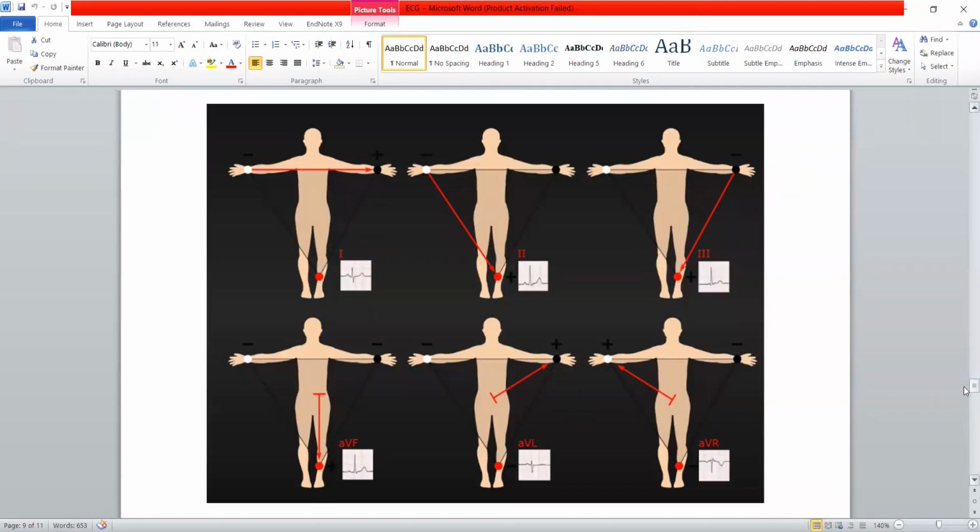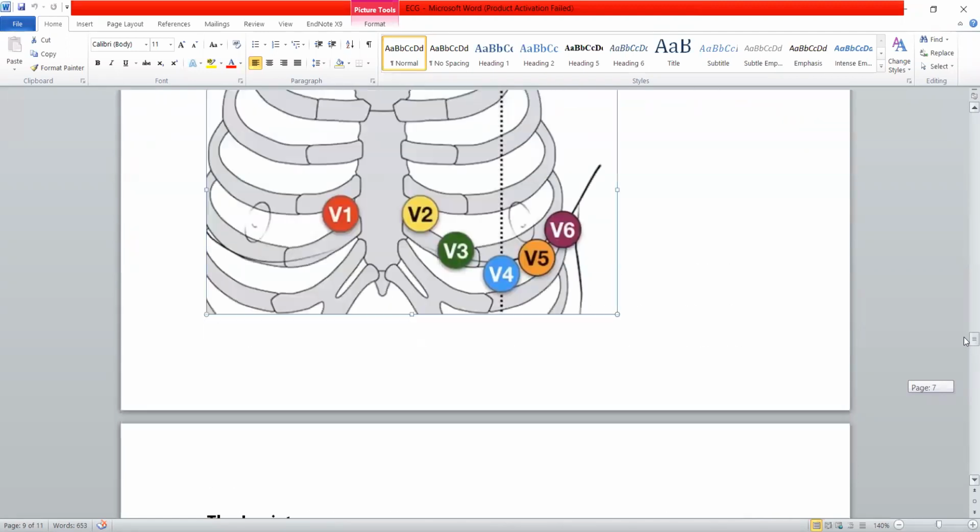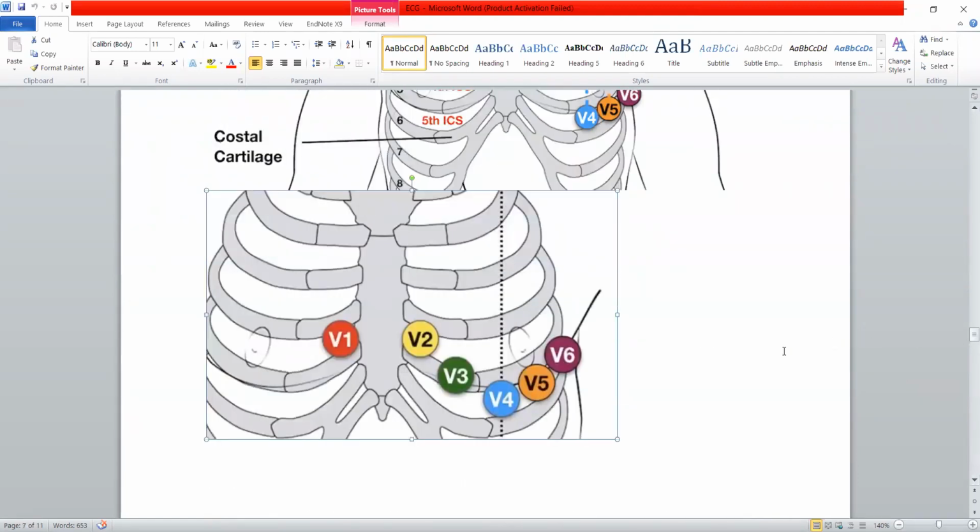V3, just look at V3. Yes, I forgot to tell you about V3. V3 is placed between V4 and V2. Look at V3. It's lying directly anterior to the heart. Here is the anterior surface of the heart. Leads V3 and V4 are lying directly anterior to the heart.